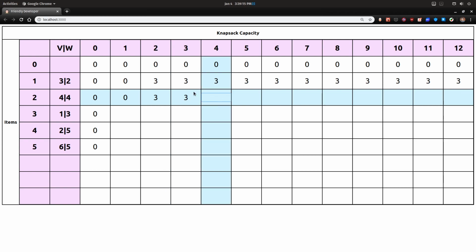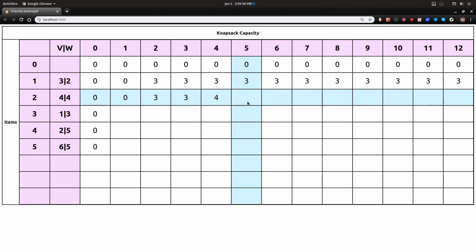Similarly, for a capacity of 4, we can either include item number 1 or item number 2, because both of them will fit inside the knapsack with a capacity of 4, but we choose to include item number 2 because its value is more. Okay, maximum of 4 and 3.